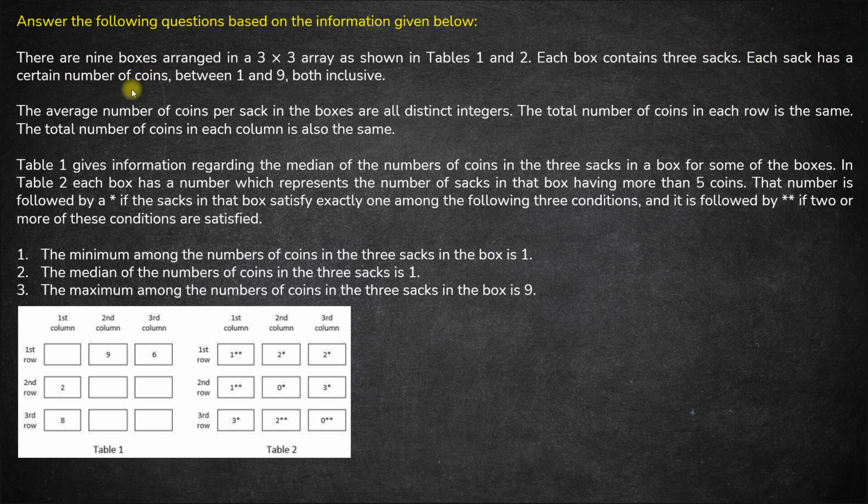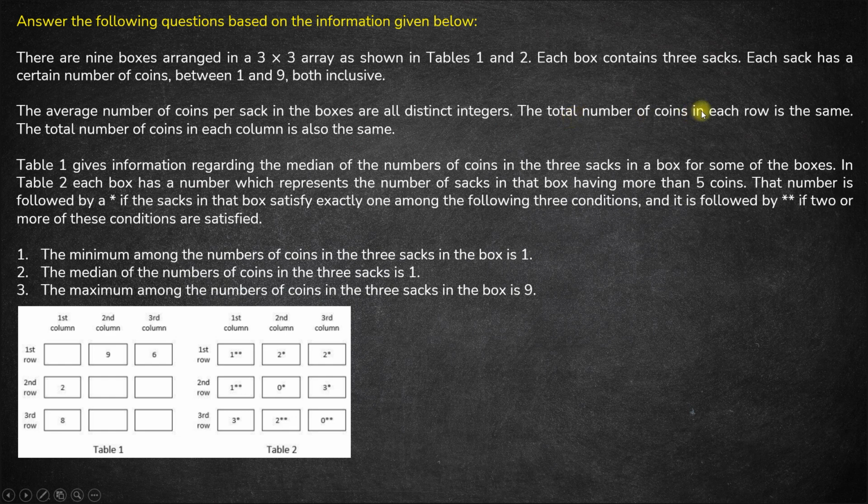And each sack has a certain number of coins between 1 and 9, both inclusive. The average number of coins per sack in the boxes are all distinct integers. So average number of coins in all these 9 boxes is a distinct integer. And since we know that the number of coins in a sack can be 1 to 9, the averages will be between 1 and 9 only. Average cannot be less than 1, it cannot be greater than 9. So we want 9 distinct averages for these boxes. So these distinct averages will be 1, 2, 3, 4, so on till 8 and 9. Fine? Cool.